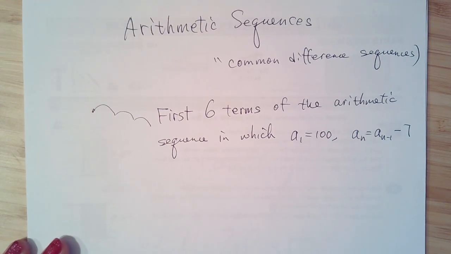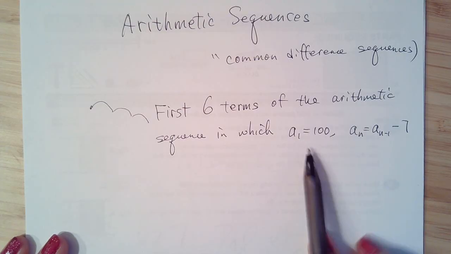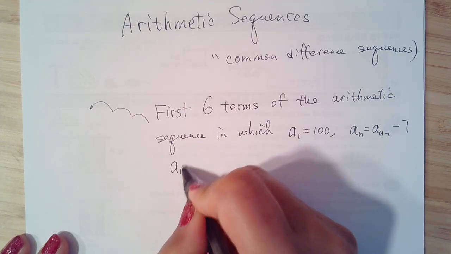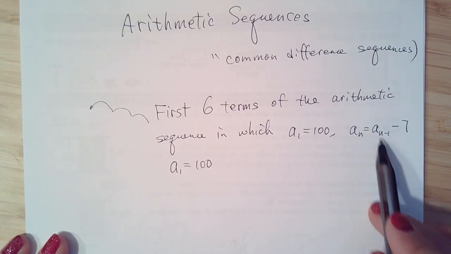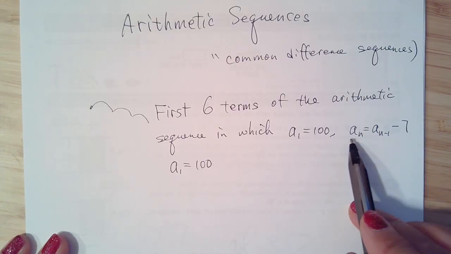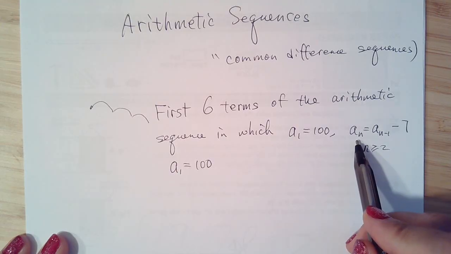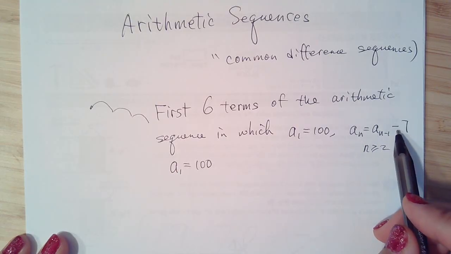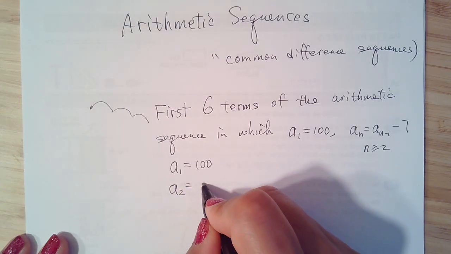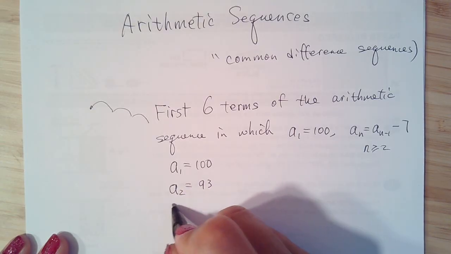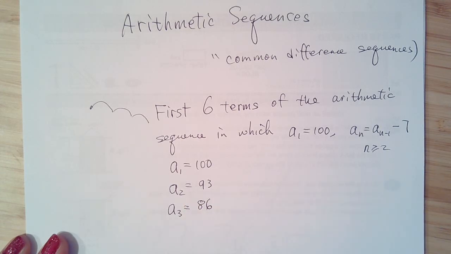I already told you the formula, and this is the recursion formula. So A1 is 100, and An equals An-1 minus 7, which means starting from n greater than or equal to 2, each term is the previous term minus 7. So my A2 will be 100 minus 7, I get 93. My A3 will be 93 minus 7, I get 86.